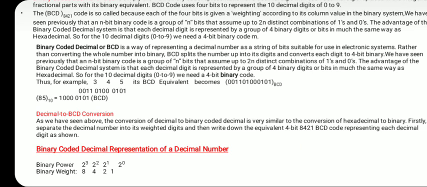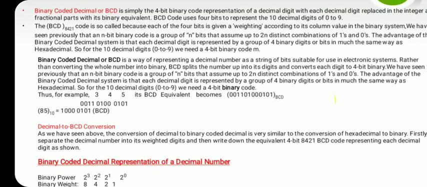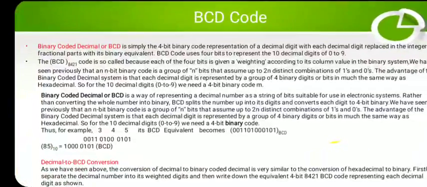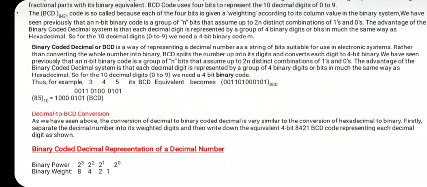So what has happened due to this? The memory size also decreased and your calculation also decreased. So this is how you make use of the BCD number and why this BCD code is used. Okay, this is the simplest type of coding used.